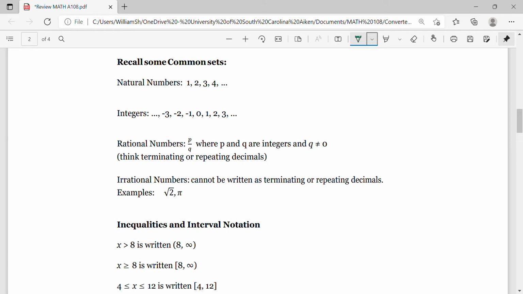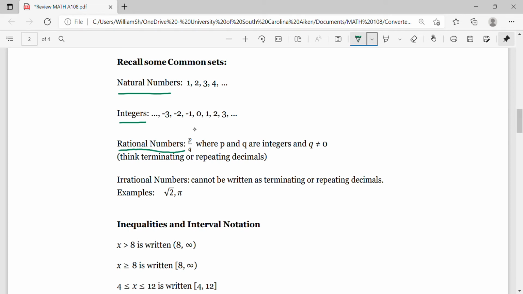Now the next step up from natural numbers are integers. Integers are all whole numbers, but it also includes 0 and the negatives. So you've got negative 1, negative 2, negative 3, negative 4, negative 5, negative 6, going all the way down as far as you can go. You've got 0, 1, 2, 3, 4, 5, 6, 7, 8, 9, 10, 11, 12, on up as far as you can go.